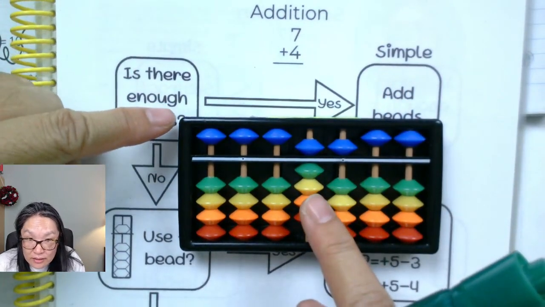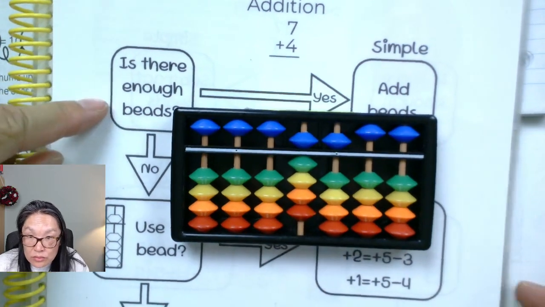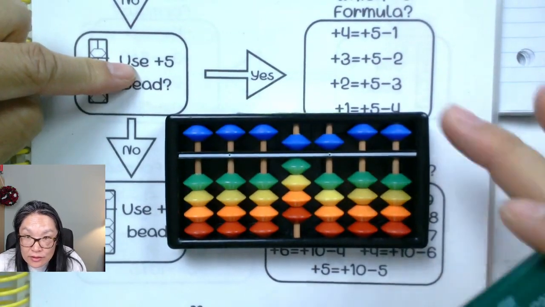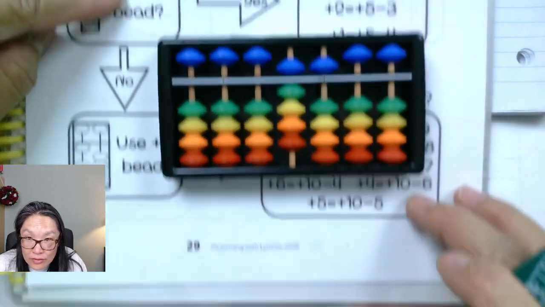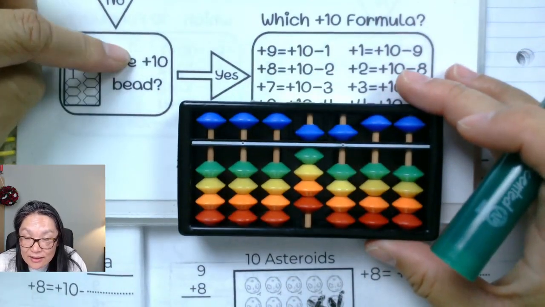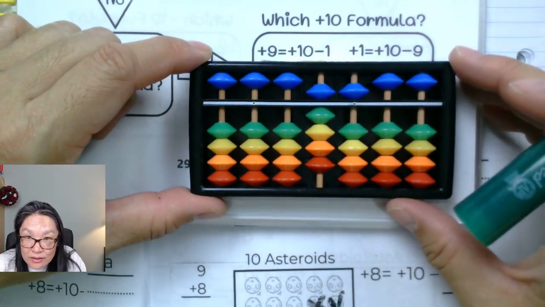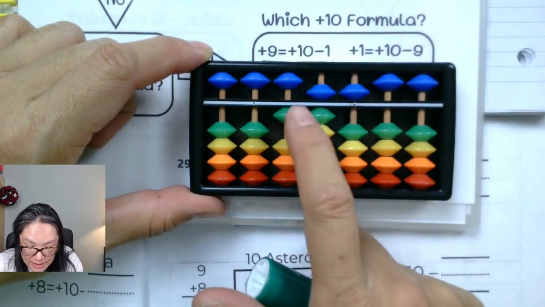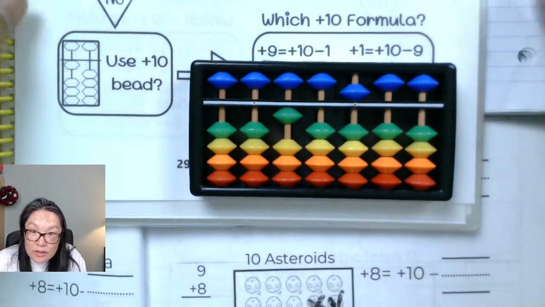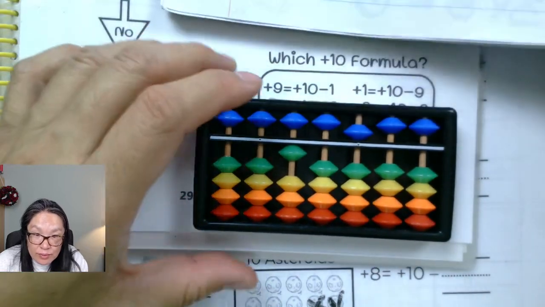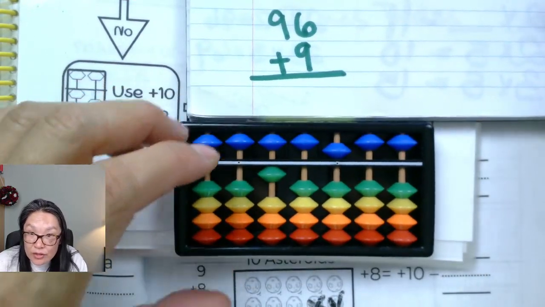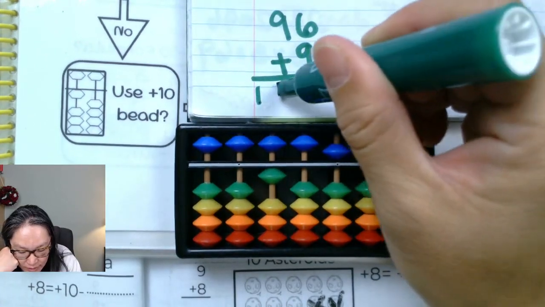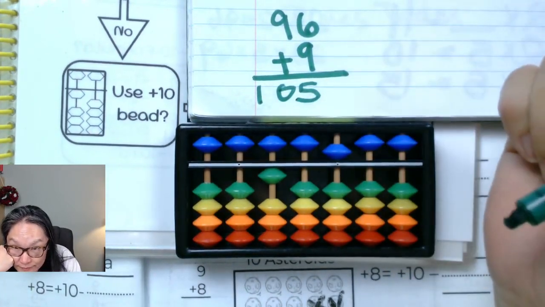Can we add the 1? No. Can we add the 5? No. Can we add the 10? Yes. How do we do it? Right here. Plus the 10 minus the 9. So we're going to plus the 10 minus the 9. So my final answer is 105.